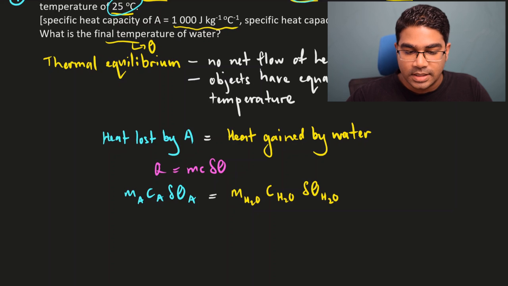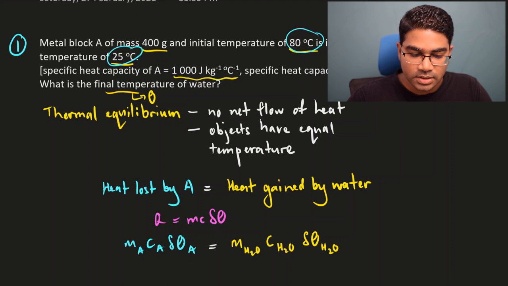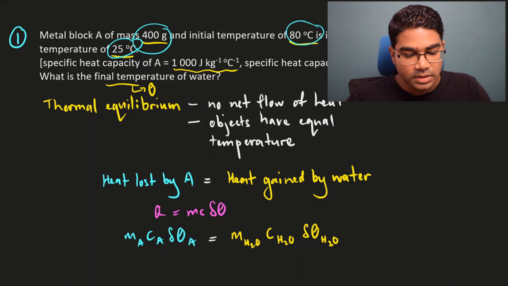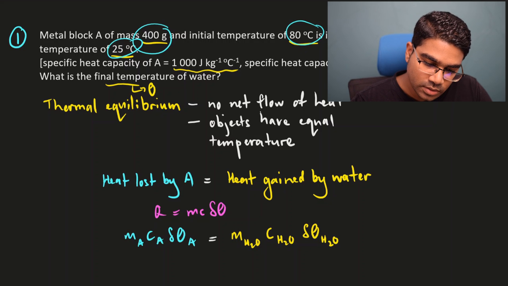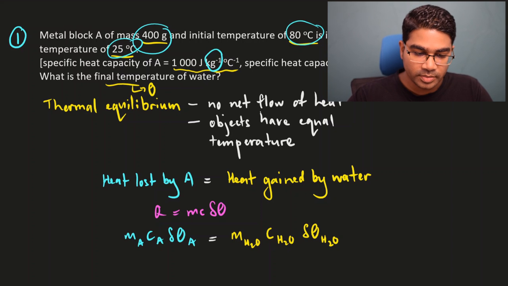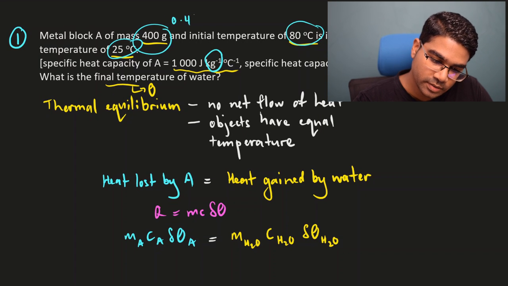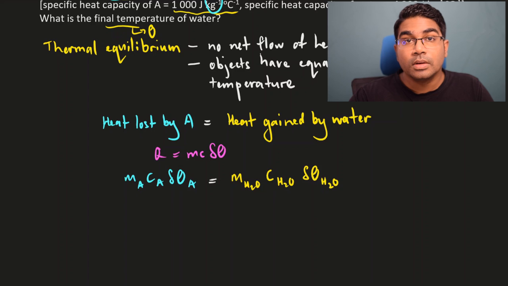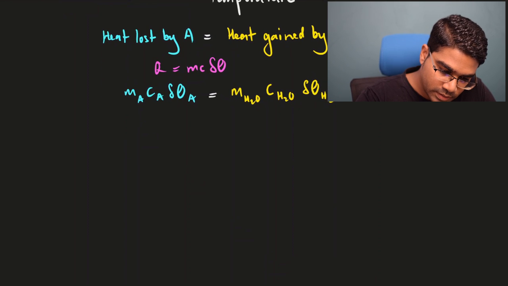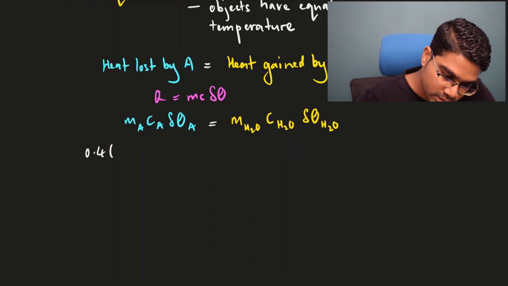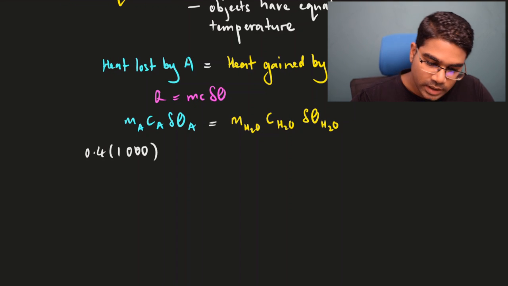m_A and c_A are given to us in the question. So the mass of A is 400 grams. Now here we have to be careful because the specific heat capacity's unit is joules per kilogram, and therefore we cannot use our mass in grams. Mass must be in kilograms. 400 grams is just 0.4 kilograms, and water will be 0.2 kilograms. So we have 0.4 multiplied into the specific heat capacity of A, which is 1000 joules per kilogram per degree Celsius. So this is 1000, and the change in temperature.